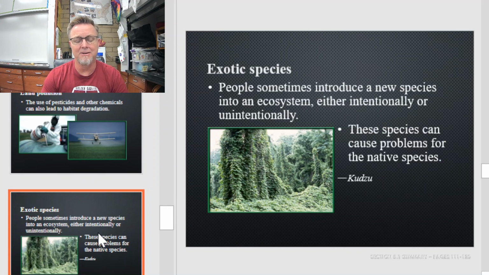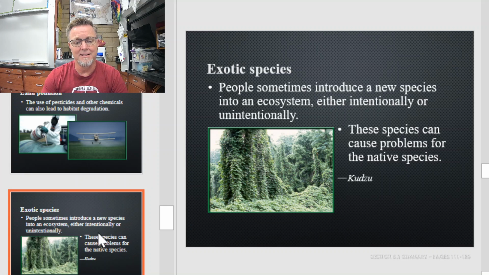Next area to look at are exotic species. So have you ever owned a pet and then thought, gosh, I didn't realize it was going to live this long, get this big, cost this much money to raise? Now what? Well, a lot of people take their exotic pets and simply dump them in nature. It's unfortunate. It's sad for the animal. Shouldn't happen, but that's what happens.